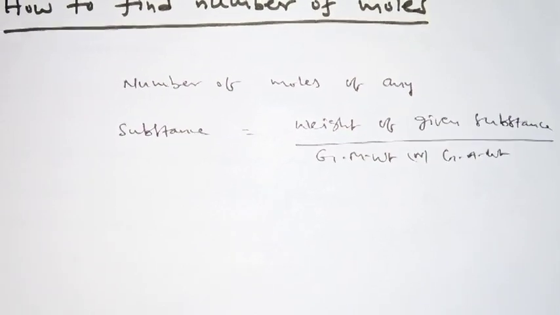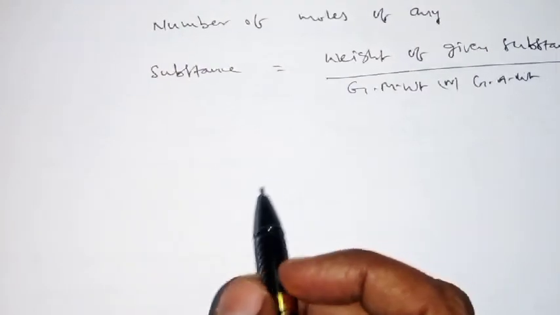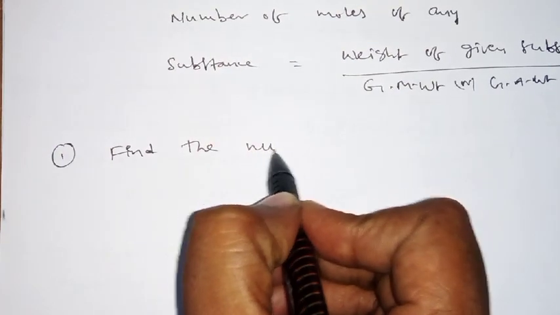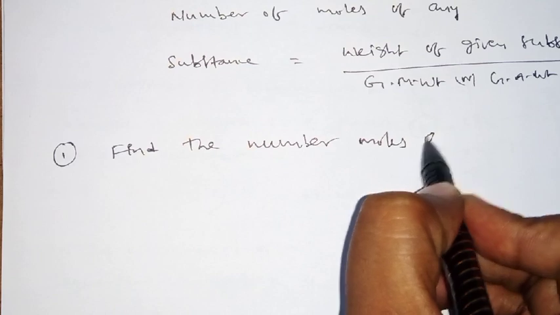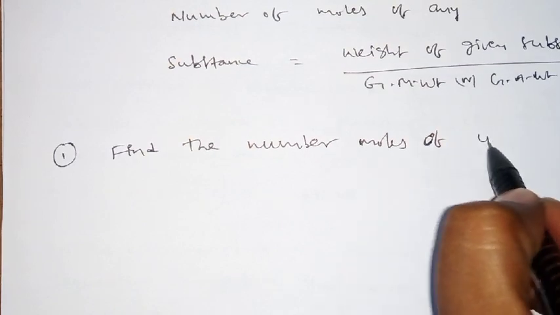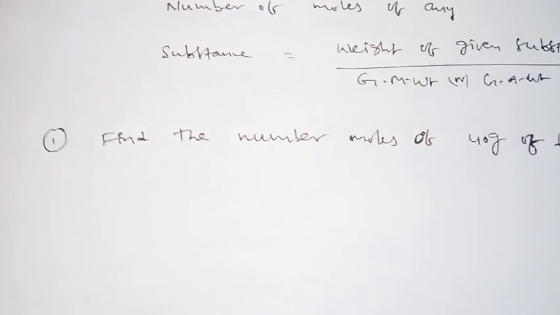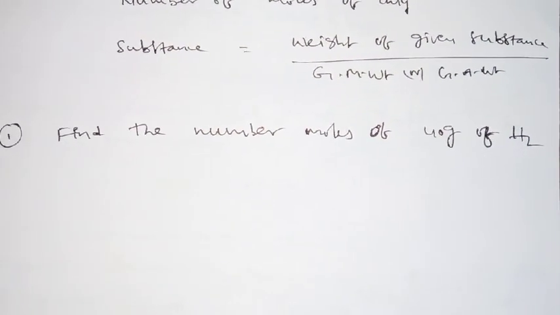So we shall see small examples. By examples you'll get the clarity. For example, find the number of moles of 40 grams of hydrogen. Let us consider this. Find the number of moles of 40 grams of hydrogen.